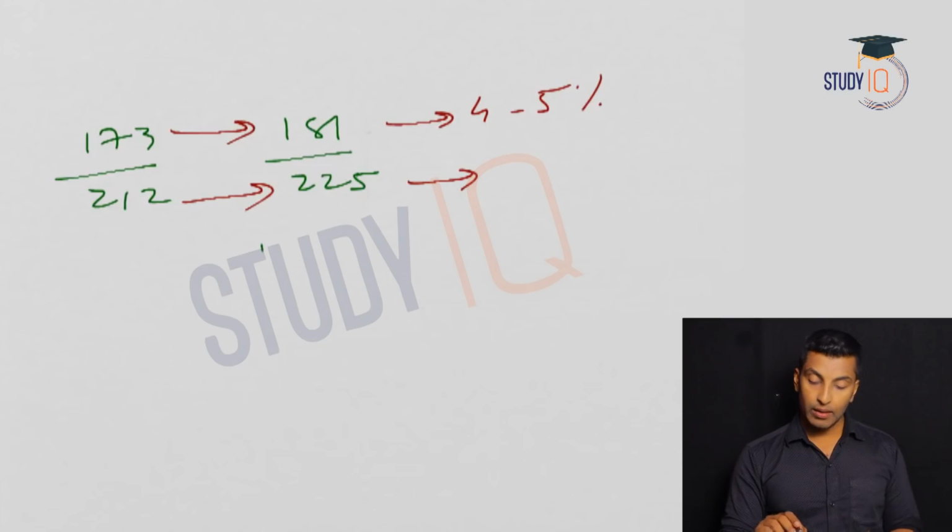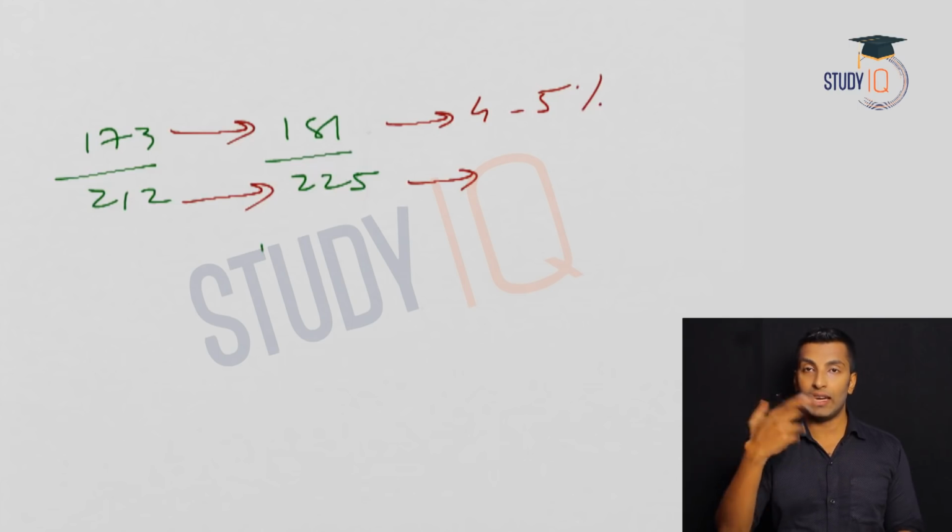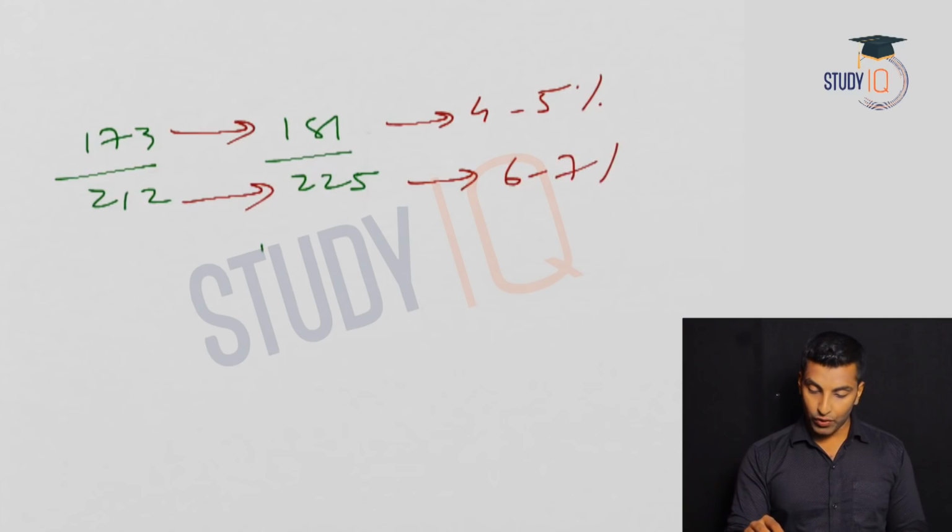Now if you look here, why? Because 173 to 181, what is the change? That is 8 divided by 173 into 100. Okay, now here what is the change? 6 to 7. You don't want to know the exact value. 6 to 7 is there, which is greater than 5.